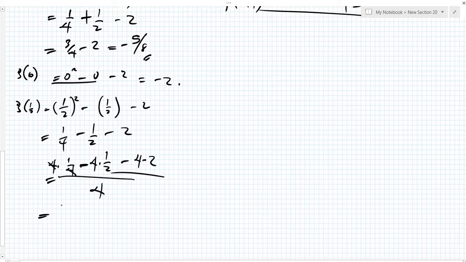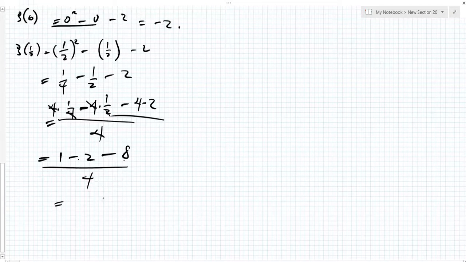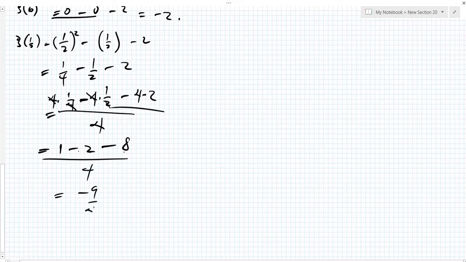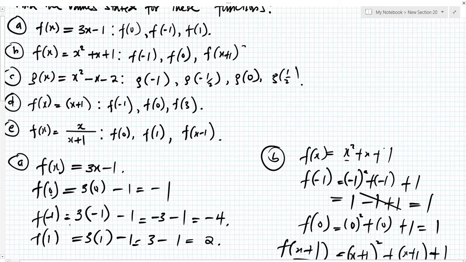This cancels this, it gives us 1. This cancels this is 2, so minus 2. This times this is minus 8 over 4. Now you have this, 1 minus 2 minus 8, which will give you minus 9 over 4. So this is the same thing as saying minus 2 1 over 4. That is the answer for that. Then we'll go over to the next question.